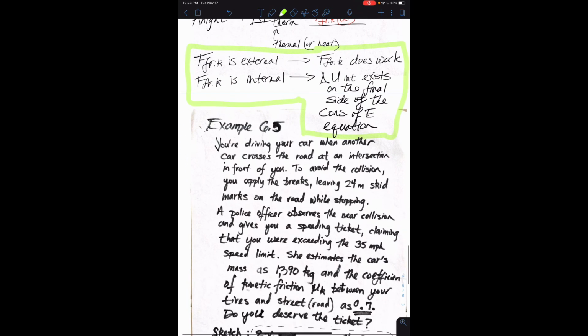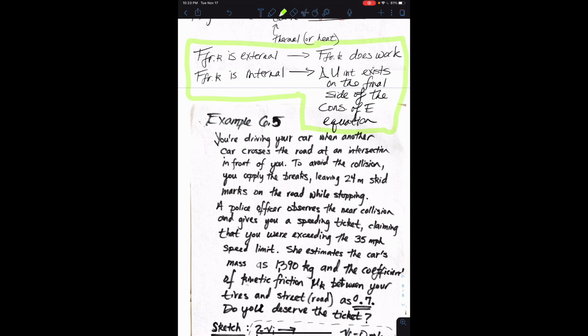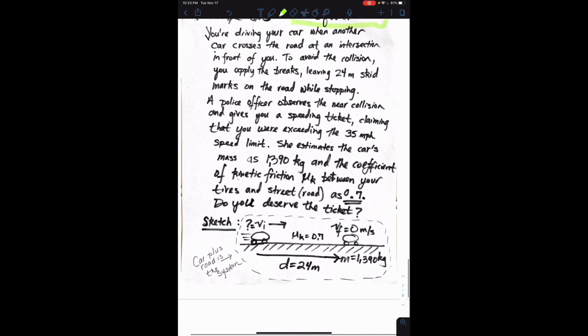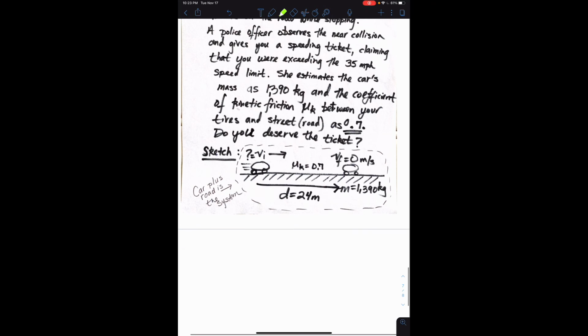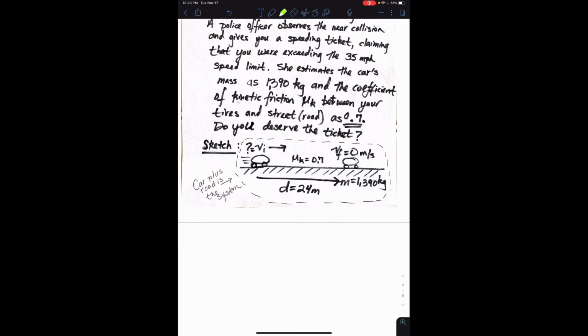One more example. You're driving your car when another car crosses the road at an intersection in front of you. To avoid the collision, you apply the brakes, leaving 24 meter skid marks on the road while stopping. A police officer observes the near collision and gives you a speeding ticket, claiming that you were exceeding the 35-mile-per-hour speed limit. She estimates the car's mass as 1390 kilograms and the coefficient of kinetic friction, mu-k, between your tires and the street as 0.7. Do you deserve the ticket?